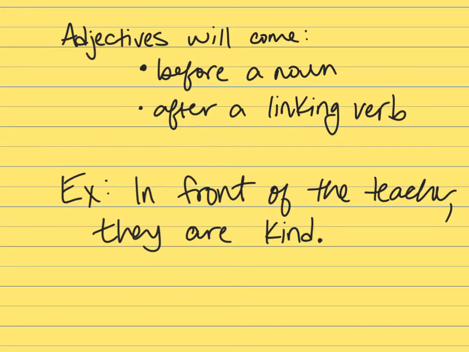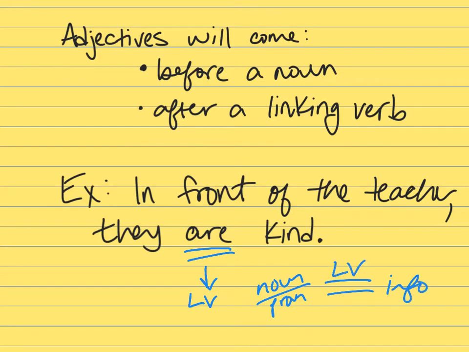Okay, hopefully you've written that first example down. Let's look at this next one. In front of the teacher, they are kind. Now we got something kind of kooky going on here with are. That's one of our friends, linking verbs. Remember, it links a noun or a pronoun to more information. That's what linking verbs do. I know it's been a long time since we've done those, but that's what they do. So here we have a pronoun they being linked to an adjective kind. Kind is describing they. That makes it an adjective. Please pause the video and write this example down.